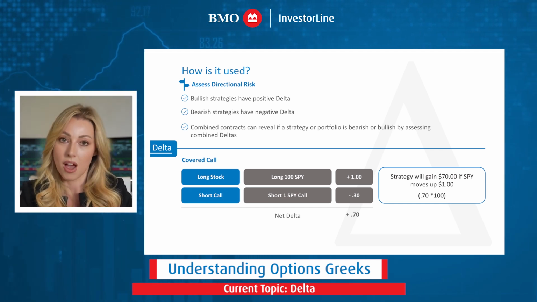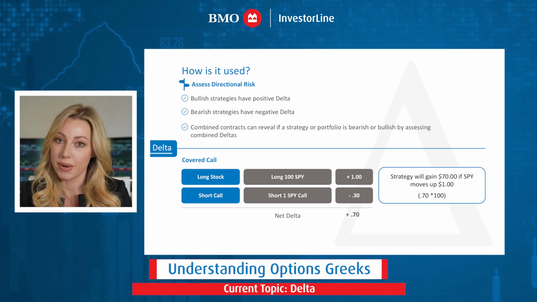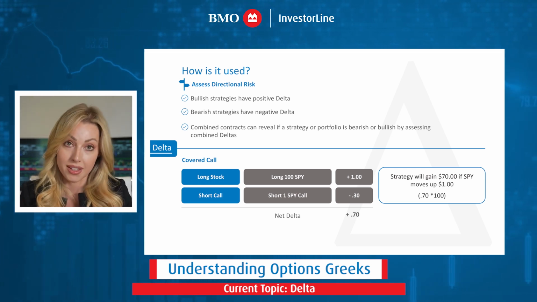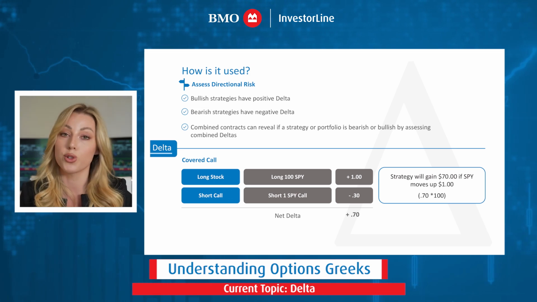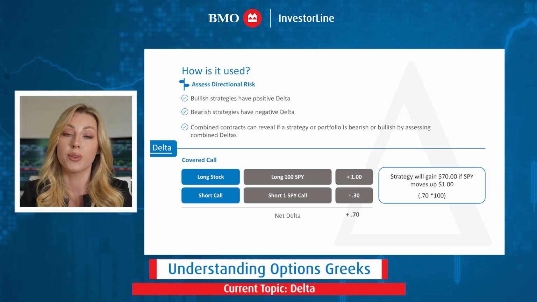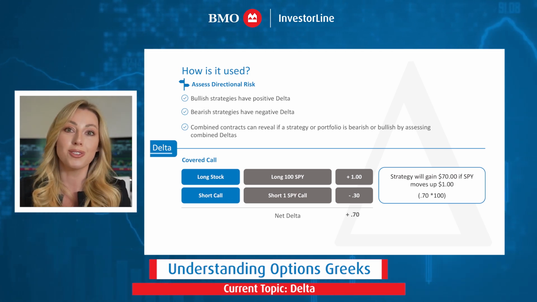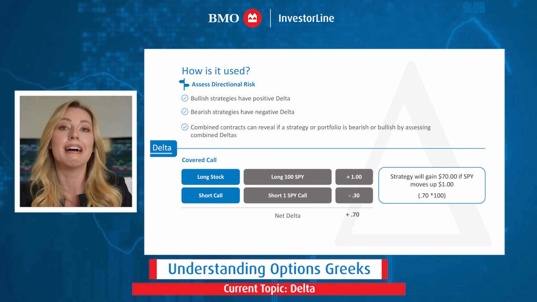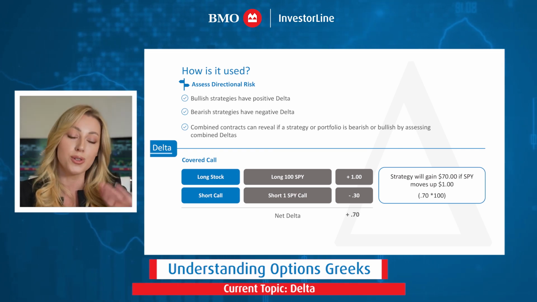Put them all together. If it is bearish, it will have a negative delta, period. Combined, it can reveal altogether if your strategy is bullish or bearish. If you end up with a portfolio with a ton of long calls, even long stock, you would see that you have a very positive delta. But if you have covered calls, you'd reduce your deltas.